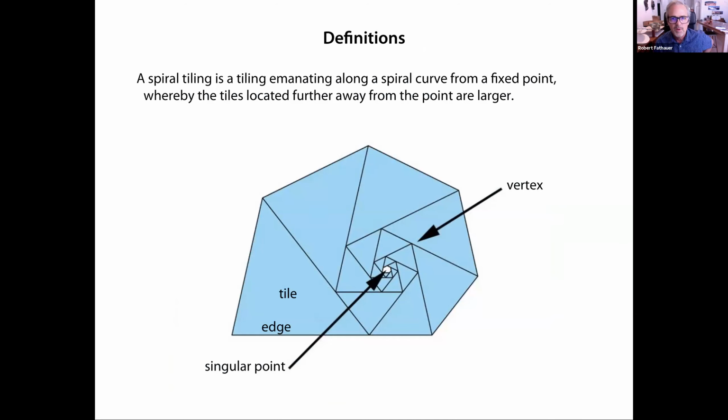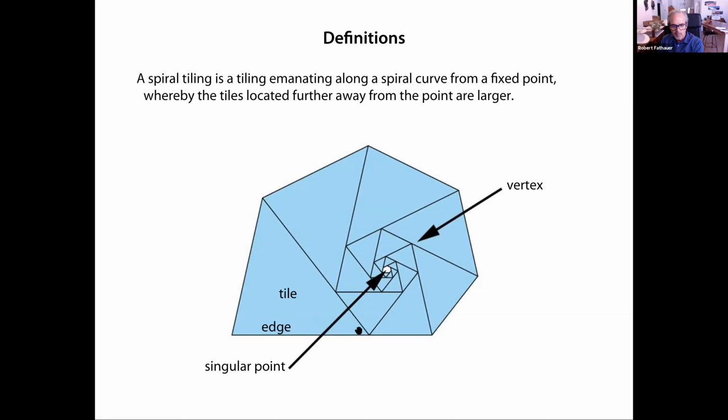Okay. Let's make sure we're on the same page as far as terminology goes. It's a little hard to define what a spiral tiling is, but we're going to use a working definition saying it's a tiling emanating along a spiral curve from a fixed point, whereby the tiles located further away from the point are larger. So each triangle here is called a tile.